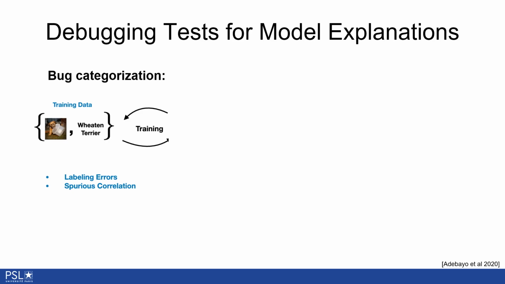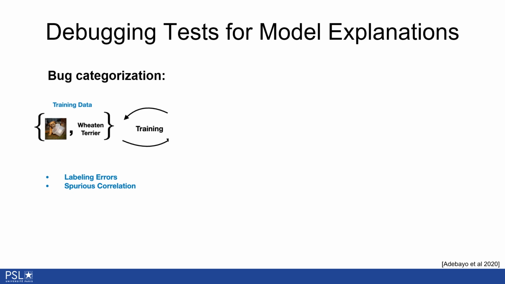They applied this approach to test for different types of bugs and different types of explanations. To categorize different types of bugs, the authors went back to the model development pipeline and identified three possibilities. One possibility was to introduce bugs by contaminating the data. Concretely, this means that either the model is trained with mislabeled inputs or spurious correlations are added.